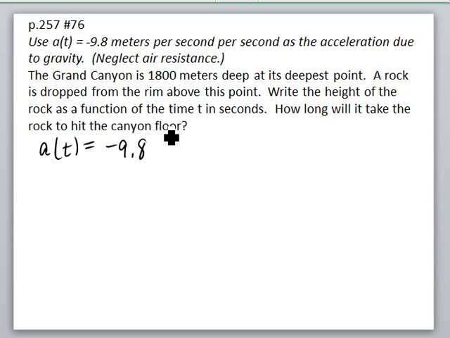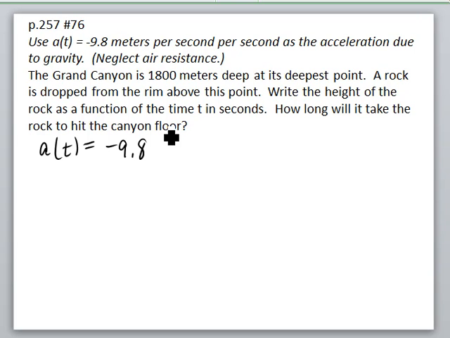The Grand Canyon is 1,800 meters deep at its deepest point. A rock is dropped from the rim above this point. Write the height of the rock as a function of the time in seconds. So basically, we're being asked to find the position function.